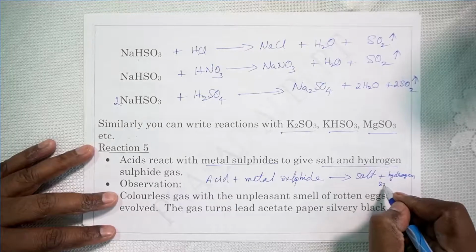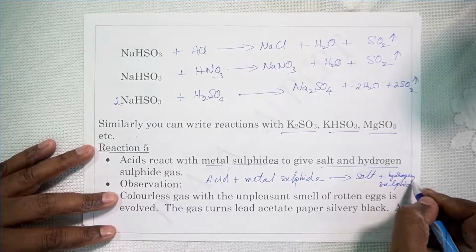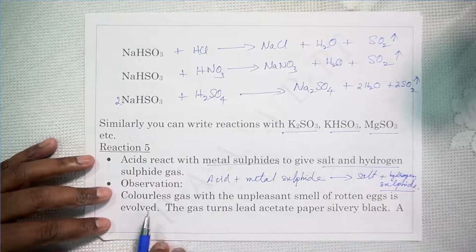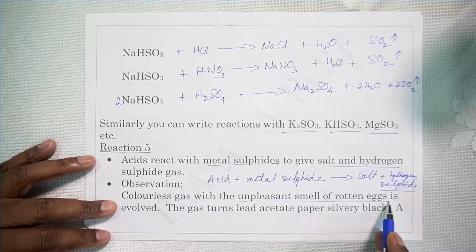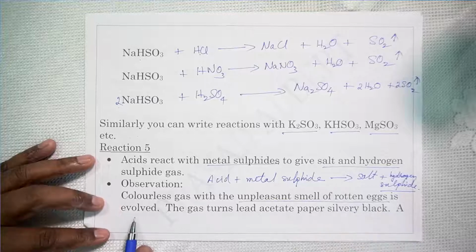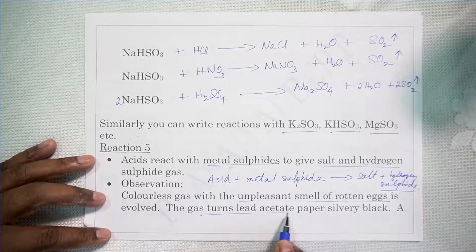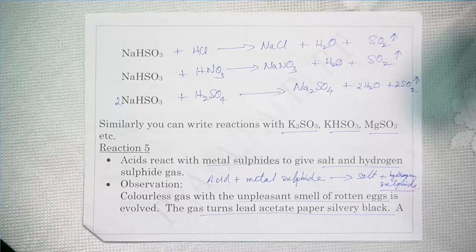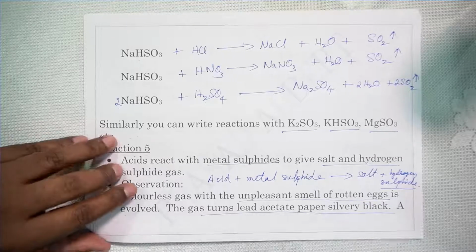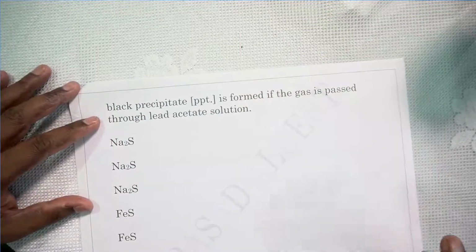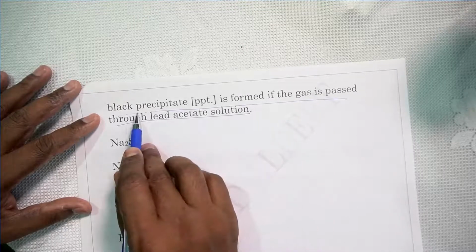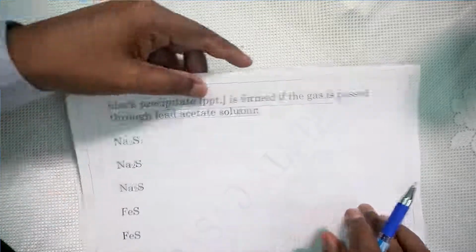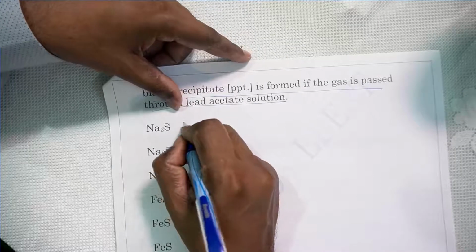Hydrogen sulfide, we know it's a foul smelling gas. Hydrogen sulfide, colorless gas with the unpleasant smell of rotten eggs. Rotten egg smell is there. The gas turns lead acetate paper silvery black. If you take lead acetate paper and introduce it to the gas, it will turn silvery black. Or if you pass it through lead acetate solution, you get a black precipitate. So this is about it. Now let us write reaction.